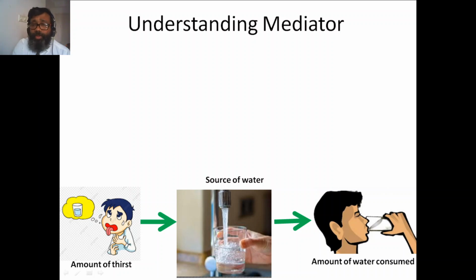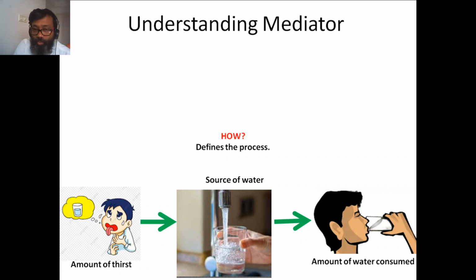So what is the role? Here it describes the whole process from the amount of thirst to the consumption of water. In between comes one variable which can be the source of water, which I assume in this case, because this is a hypothetical example, that it is measurable, right? So the source of water comes in between the level of thirst that I have and the amount of water that I consume. So there is something coming in between, which means it describes the process.